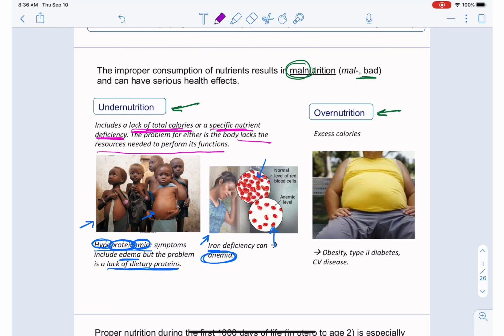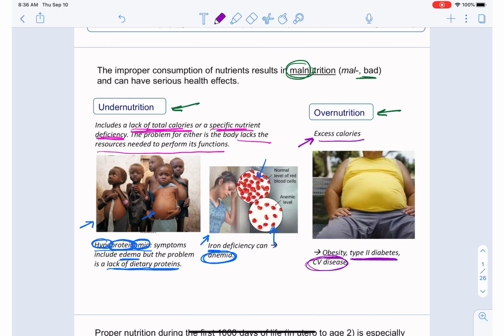And then the converse of undernutrition is overnutrition. And overnutrition deals with an excess of calories. And the problem with an excess of calories is that it can lead to obesity. It can lead to obesity, and it can also lead to type 2 diabetes. And the problem with both of these is that they're linked to cardiovascular disease.